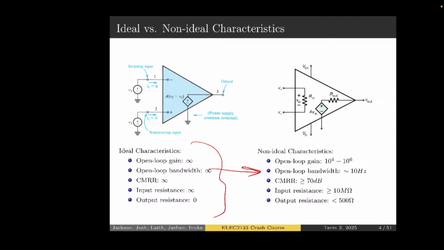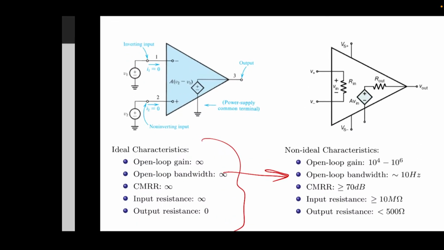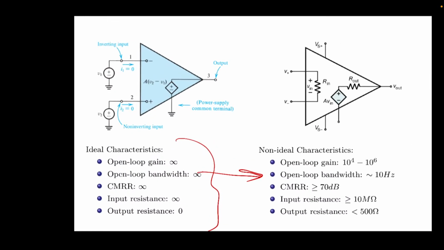Does anyone know why the bandwidth is so much smaller in a practical op-amp? Should be covered in your labs. Yeah, compensation capacitor. So with a practical op-amp, we have transistors and capacitors that make up our internal circuit. And what that introduces is parasitic poles, which cause instability at high frequencies. So we add in a compensation capacitor, which stabilizes the system, but also, unfortunately, reduces our bandwidth.